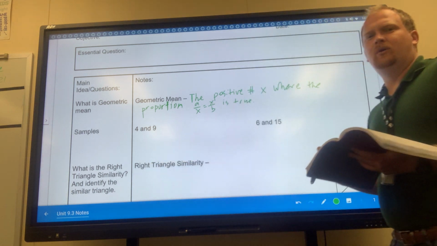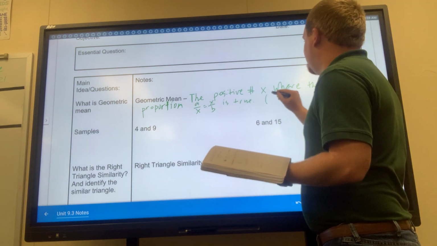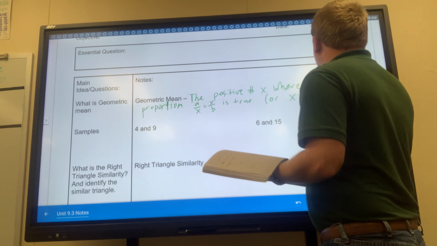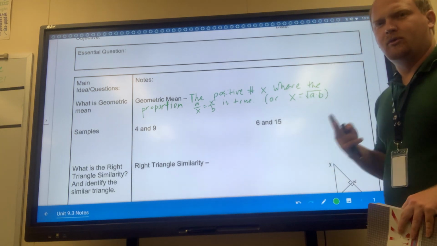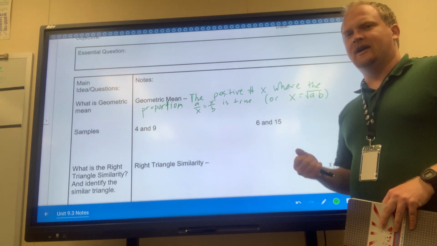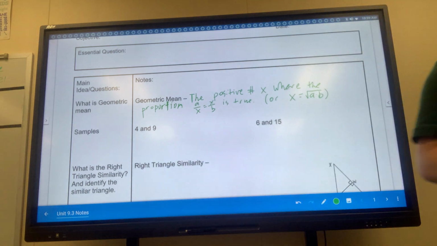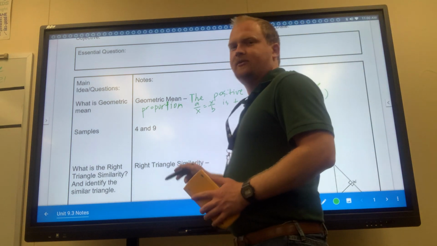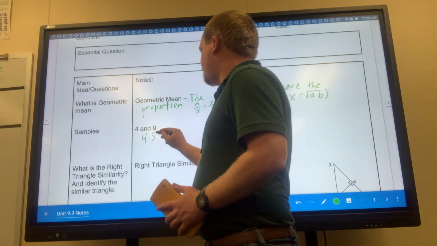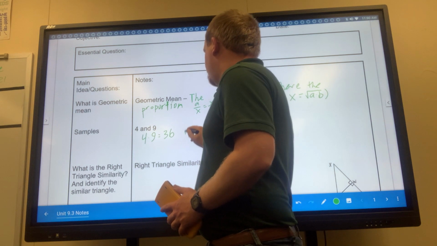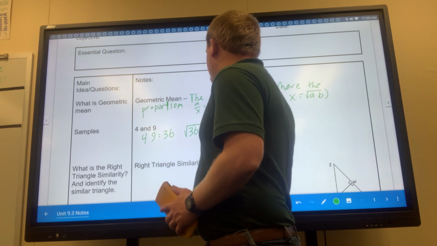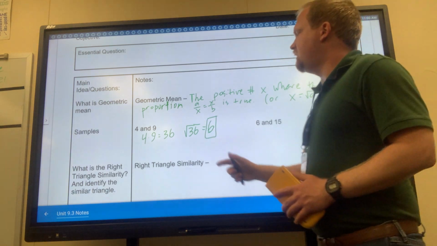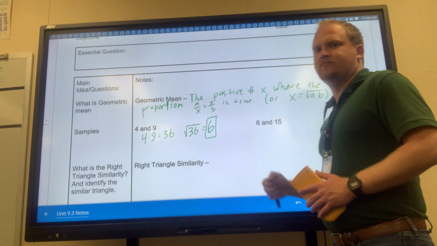Now, an easier way to work this out is by saying x equals the square root of a times b. Whatever two numbers were given to us, we multiply them and then take the square root of that. For example, 4 times 9 gives me 36. I'll take the square root of that, which gives me 6. So the geometric mean of 4 and 9 is 6.